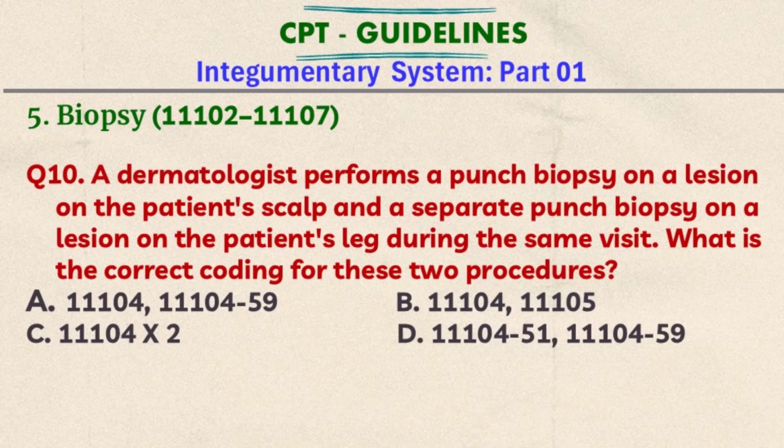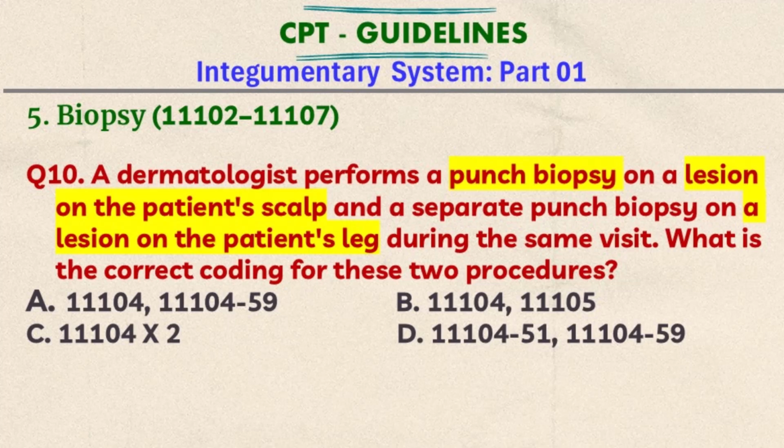A dermatologist performs a punch biopsy on a lesion on a patient's scalp and a separate punch biopsy on a lesion on a patient's leg during the same visit. What is the correct coding for these two procedures? So there are 4 answers available. Take your CPT codebook and find the answer.